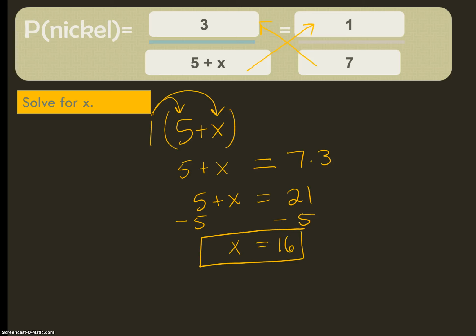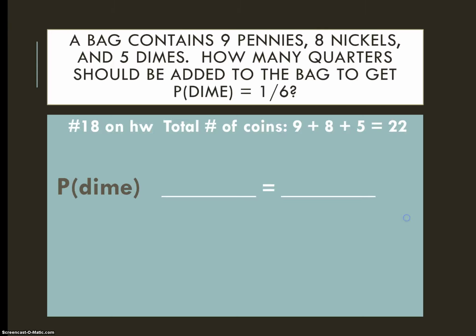Now we're going to do one off of your homework or your formative assessment. Number 18. A bag contains 9 pennies, 8 nickels, and 5 dimes. How many quarters, again we're adding something that's not going to affect your numerator, should be added to the bag to get a probability of drawing a dime to be 1/6? We want it to be 1/6, and I know I'm going to have a proportion, so you set up fraction bar equals fraction bar.